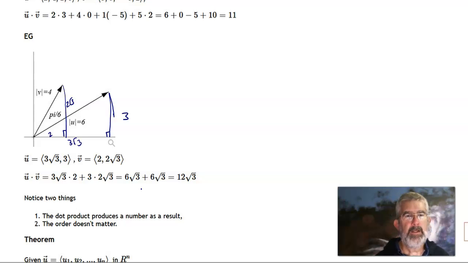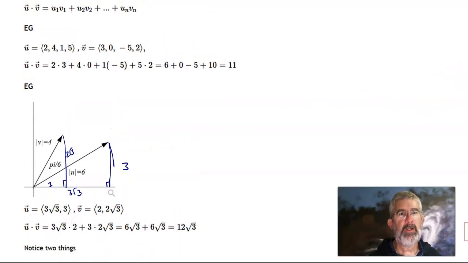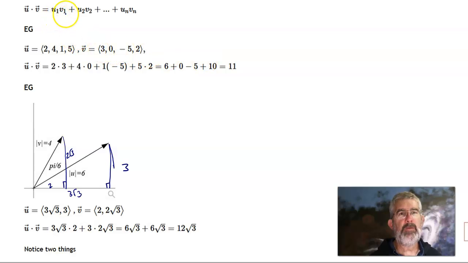Okay. Now, notice that it produces a number, and that the order doesn't matter, right? Again, where's the actual definition? Let's scroll up a little bit. Right, the fact that it's u1 v1, it could have been v1 u1 and v2 u2. That multiplication is commutative, so it doesn't matter what order you multiply each of those in. So it doesn't matter which order the u and the v are. So u dotted with v is going to be the same as v dotted with u.